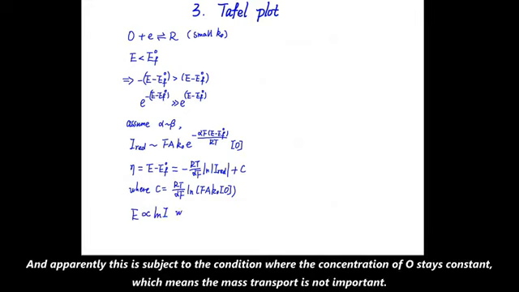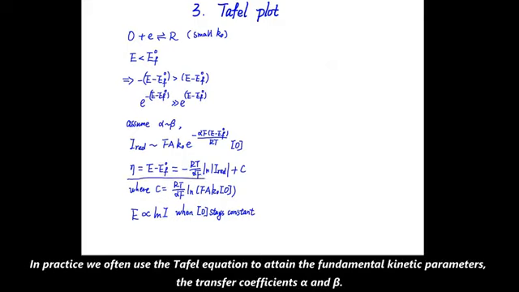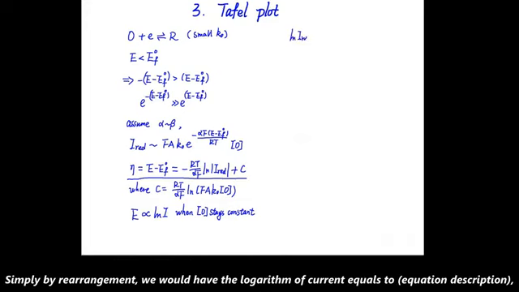So from the derived equation above, we can see the linearity between the electrode potential applied and the logarithm of current. Apparently this is subject to the condition where the concentration of O stays constant, which means when mass transport is not important. In practice, we often use the Tafel equation to attain the fundamental kinetic parameters, the transfer coefficients alpha and beta. Simply by rearrangement, we would have the logarithm of current equal to minus alpha F divided by RT times the electrode potential plus another constant.